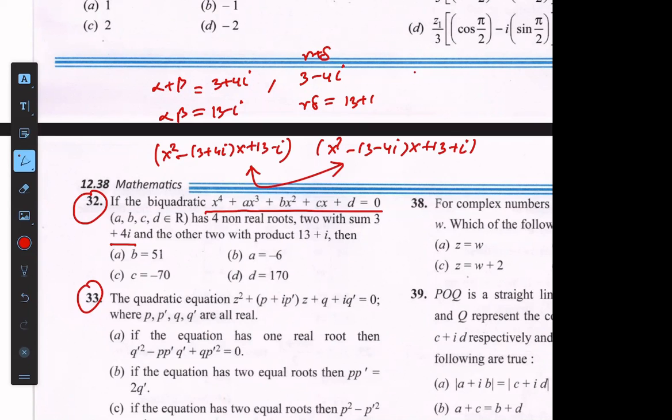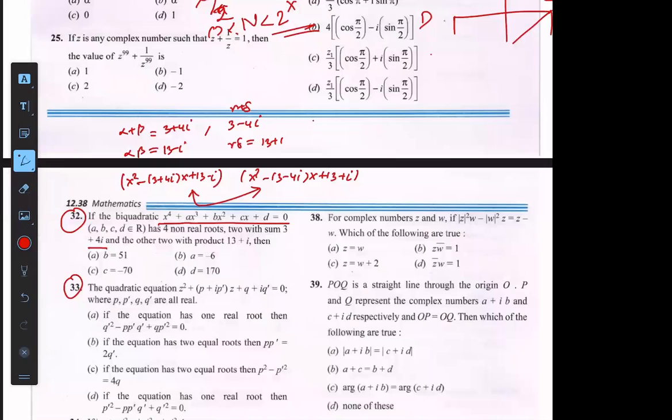This is one of the methods, you can solve another way also. What is sum of root? Sum of root is minus a, and this one is 3 plus 4i, and this one is 3 minus 4i, is equal to minus a. So a will be minus 6.